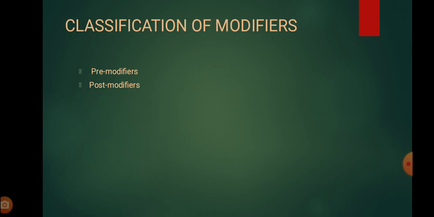Then the modifiers are classified into two. We have the pre-modifiers and the post-modifiers. What are pre-modifiers? And what are the post-modifiers? Once we say pre, that means before, and post means after. So let's see the pre-modifiers and the post-modifiers.